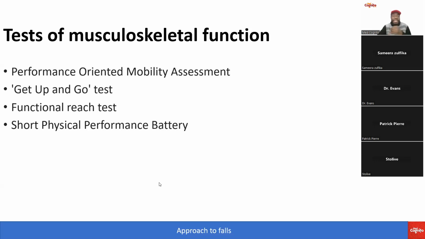And with a musculoskeletal exam, especially for those who will be taking the exam next year in 2025, where all the exam is going to be MCQs, you want to know some specific things. For example, if I say you have a patient who has a history of falls and needs some musculoskeletal evaluation, which of the following will be part of the musculoskeletal evaluation? You will know that you want to perform the performance-oriented mobility assessment, the get up and go test, the functional reach test, and then the short physical performance battery test.